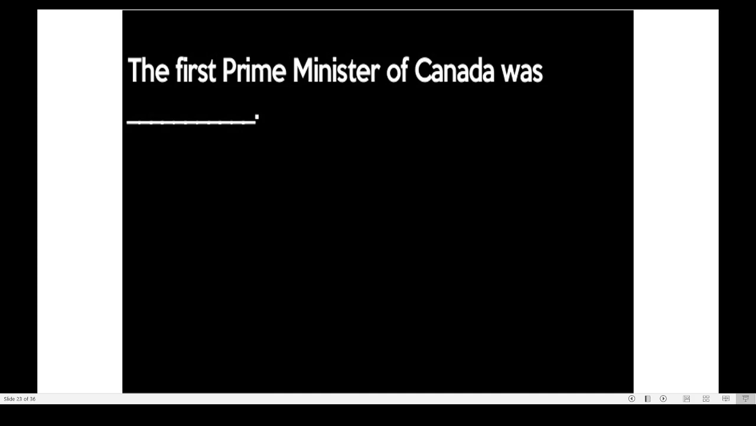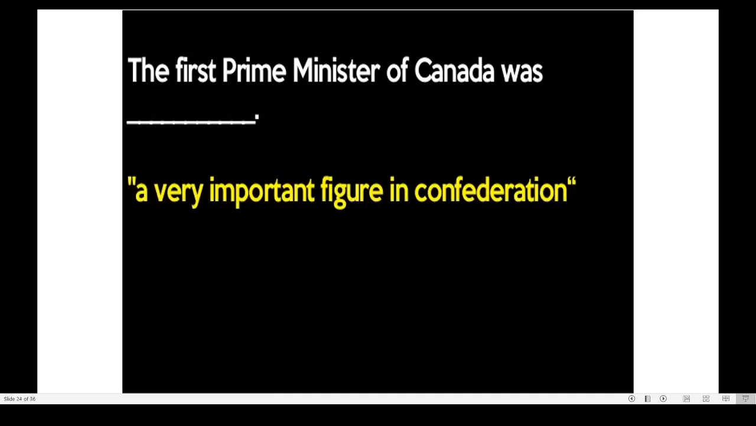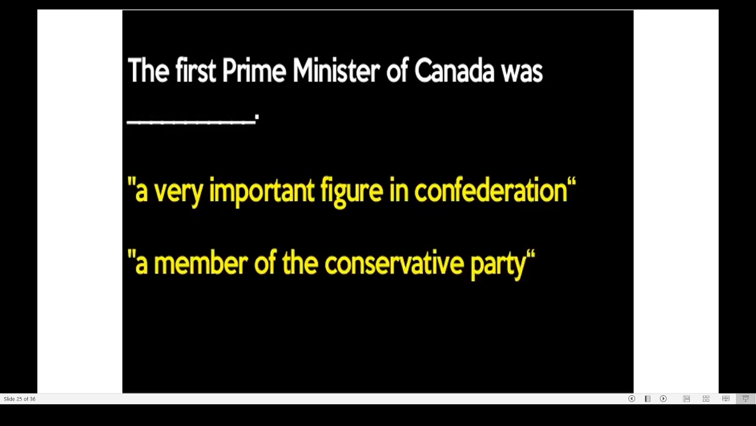Okay, let's say for example, the first prime minister of Canada was a very important figure in the confederation, or maybe a member of the conservative party, or a man. Say these are the answers of your students. Would you mark them as correct or incorrect? Well, if you think about it, these are correct answers. So the problem is in your statement: you have not specified what you really want your students to respond or to write on the blank.